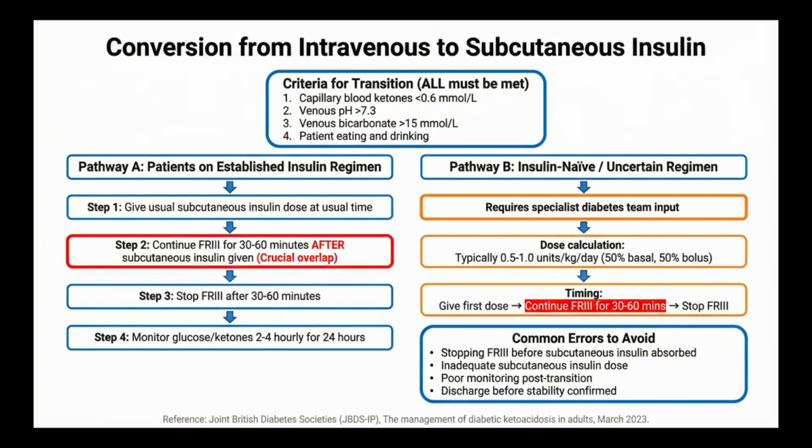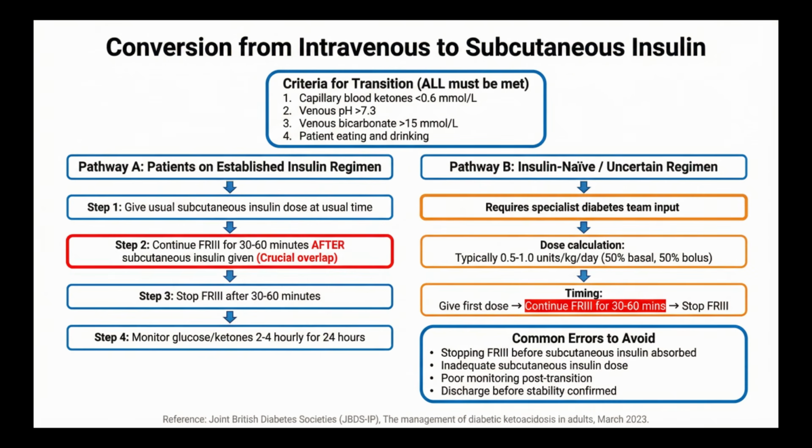We now move to a critical safety step in DKA management, the transition from intravenous to subcutaneous insulin. This transition must only occur when all resolution criteria are met. Capillary ketones less than 0.6 millimoles per liter, venous pH greater than 7.3, venous bicarbonate greater than 15 millimoles per liter, and the patient is eating and drinking.